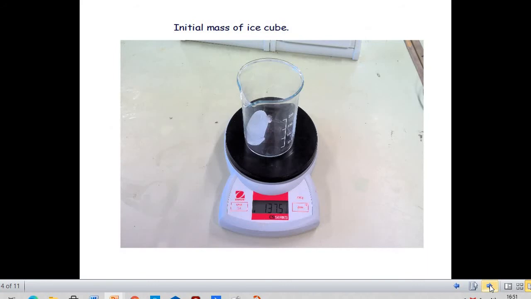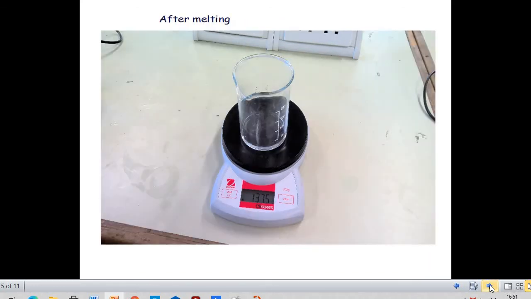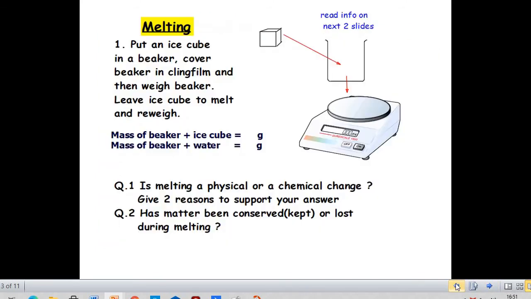So this is the initial mass of the ice cube. So this is what it is at the start. And you can see that the ice is all melted now, and that's the mass at the end. So you can fill those masses in that gap there.